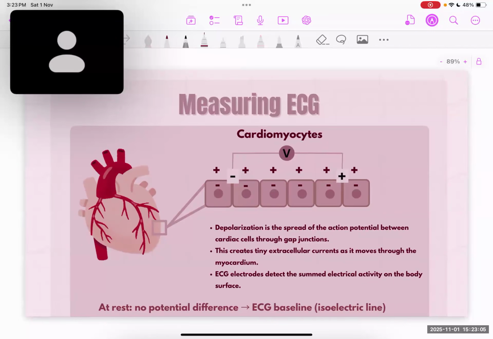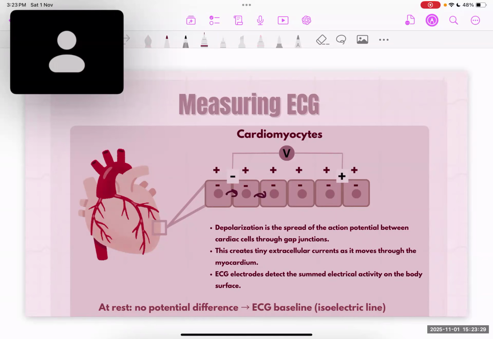Now, how do we measure ECG? What's actually happening? What's coming in the voltmeter? Depolarization is the spread of action potential between the cardiac cells through their gap junctions. So from here to here, it's going to jump through the gap junctions. It's going to create tiny extracellular currents as it moves through, and it's going to be recorded in the voltmeter. It's going to be a sum of all the electrical activity.